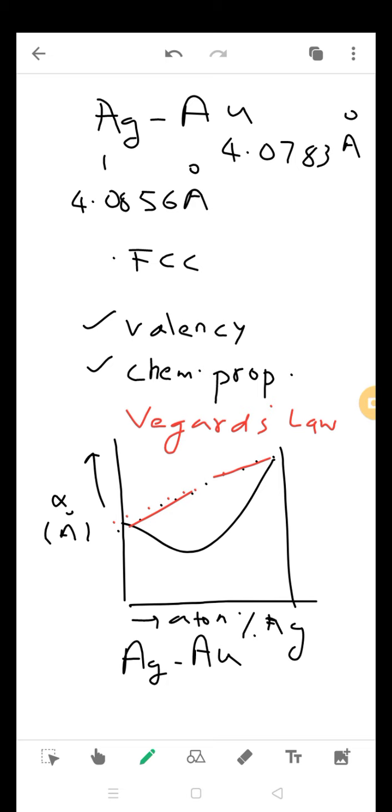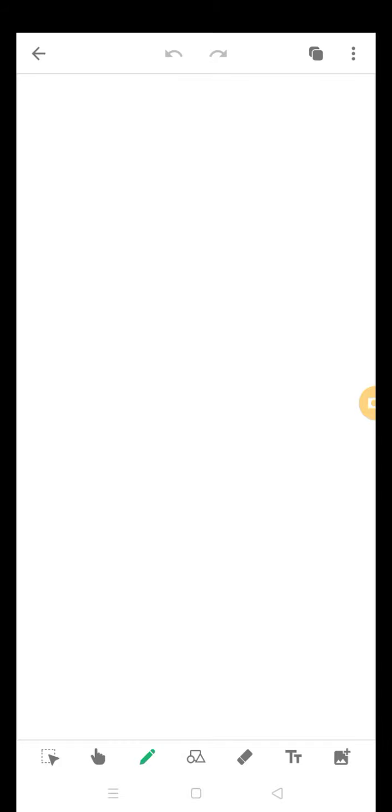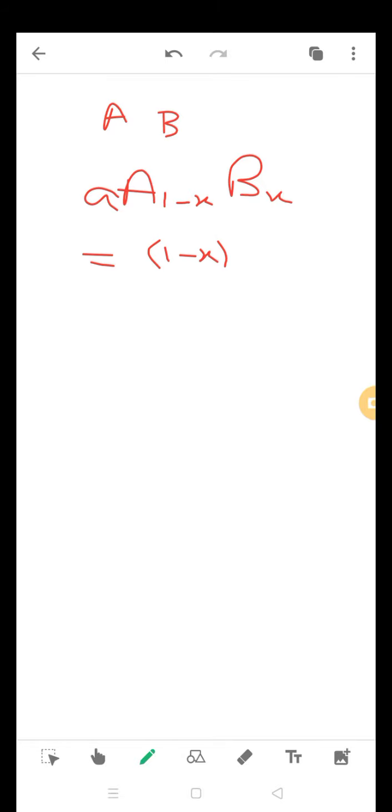Now, the lattice parameter of a solid solution is approximately equal to the rule of mixtures of the lattice parameters of the two constituents. That means, if you would like to find out the lattice parameter of silver and gold combined, for that matter A and B combined, the combined lattice parameter, you can call it a(1-x)x, is equal to (1 minus x) times the lattice parameter of A plus x times the lattice parameter of B, where a_A and a_B are lattice parameters of atoms A and B.